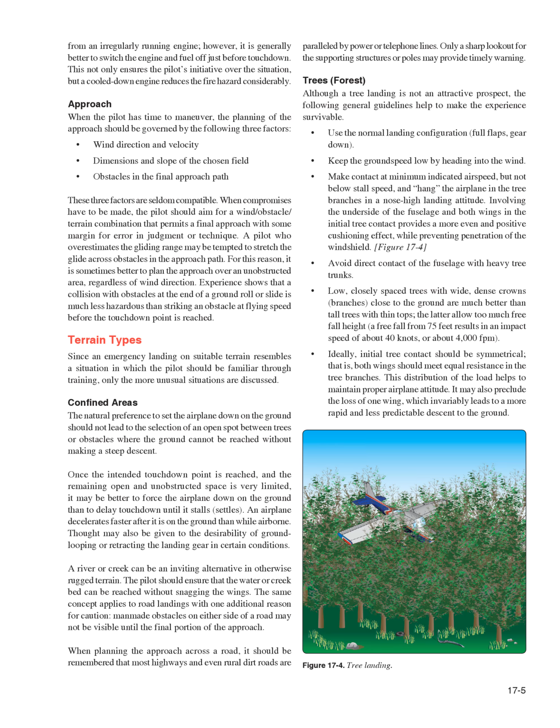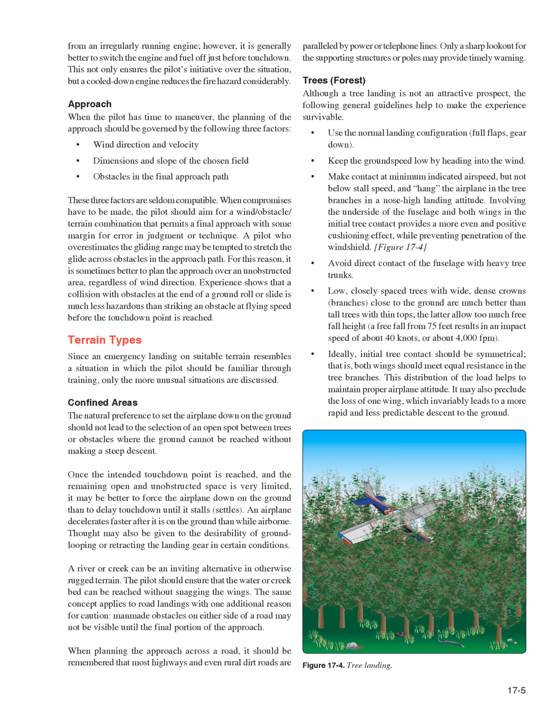Approach. When the pilot has time to maneuver, the planning of the approach should be governed by the following three factors: wind direction and velocity, dimensions and slope of the chosen field, obstacles in the final approach path. These three factors are seldom compatible. When compromises have to be made, the pilot should aim for a wind/obstacle/terrain combination that permits a final approach with some margin for error in judgment or technique.